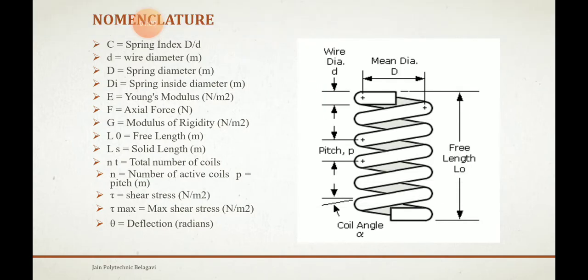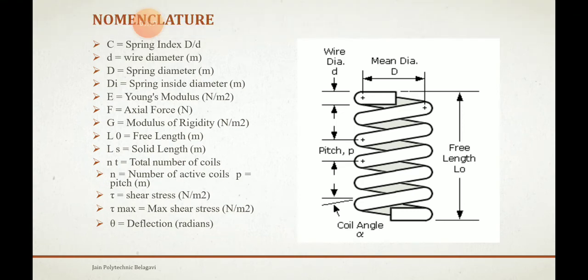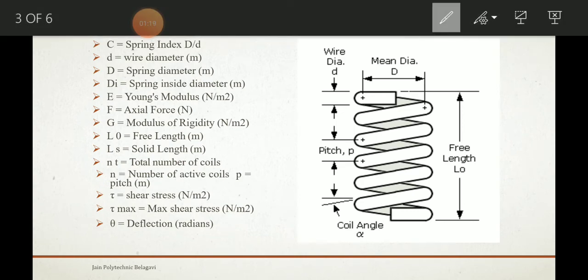Next, small d denotes the diameter of the wire. Capital D denotes the spring diameter, sorry, this is the diameter of the coil. Di indicates the inside diameter of the coil. E indicates the Young's modulus. F is the axial force. G is the modulus of rigidity.